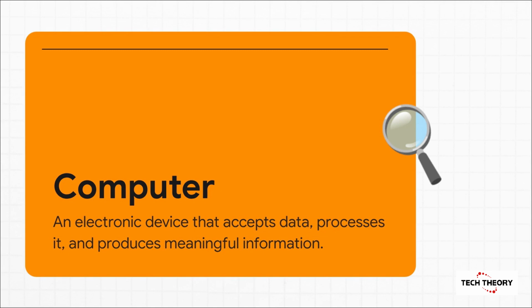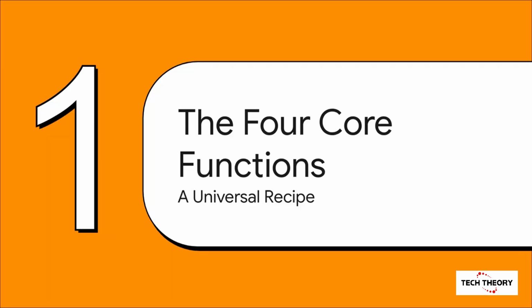Okay, so when you boil it all down, it's actually pretty straightforward. A computer is basically an electronic device that takes in data, just raw stuff, and follows a set of instructions to turn it into something meaningful. And that's the key right there. It doesn't think, it just follows orders. But it does it with mind-blowing speed. So how does it pull that off?